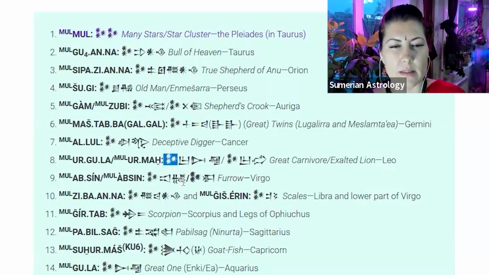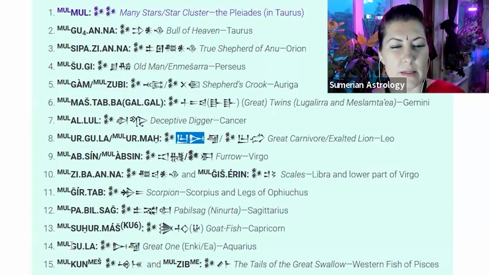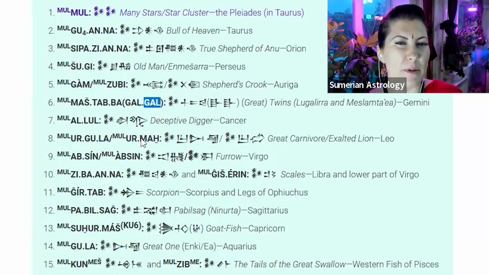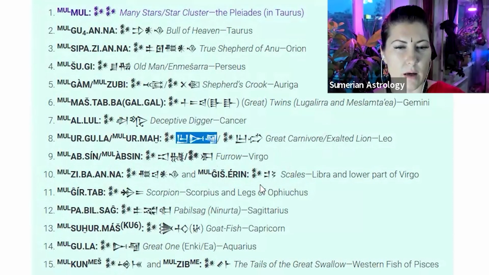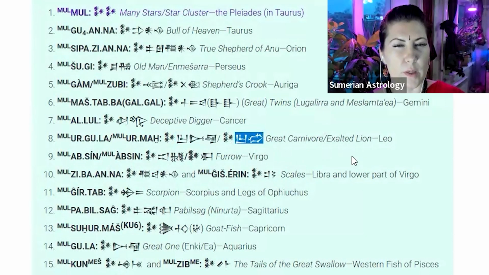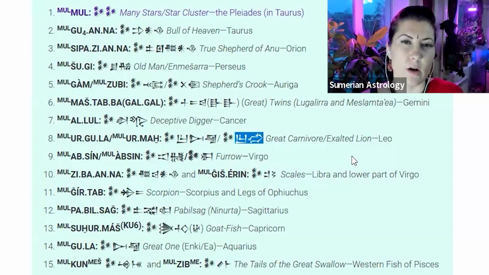Again, this is Mul, the silent determinative, letting us know this is a constellation. The word for Gula, we can interpret this a few different ways. We're going to see it again down here when we talk about Aquarius. Here, Gula is translated as the Great One. What we're really seeing is the word Gal being manipulated into two different signs, likely over time. And we know that in this case because the word Mah also means great or exalted. Ur means lion, but it can also mean dog or beast. And so we get Urgula or Urmah, great carnivore, great lion, great beast, exalted dog, however you want to say it.